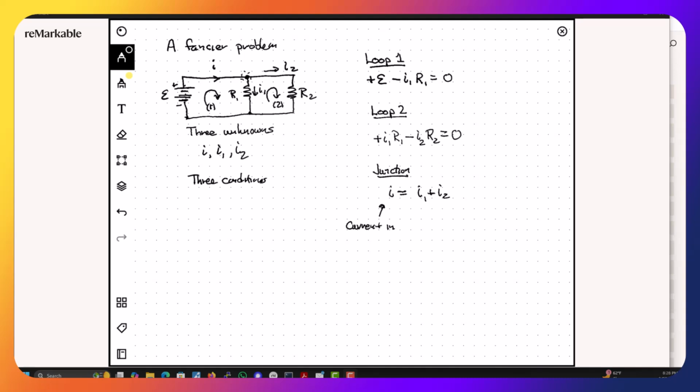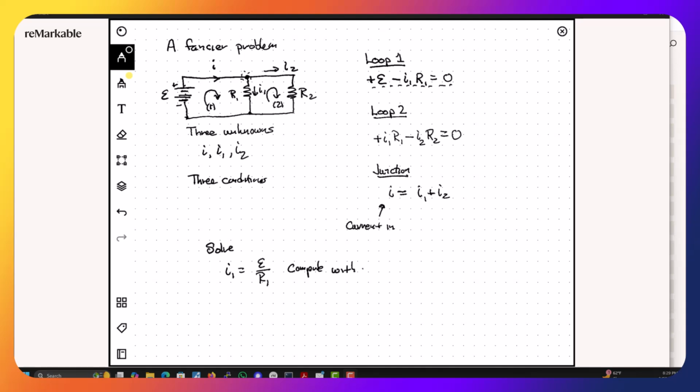Okay. So how would we solve it? Now we have to do some algebra. This one is actually pretty nice because I can just solve the loop 1 equation, and I can say I1 is just E over R1. So I could compute that if I knew E and R, and typically you would know E and R.